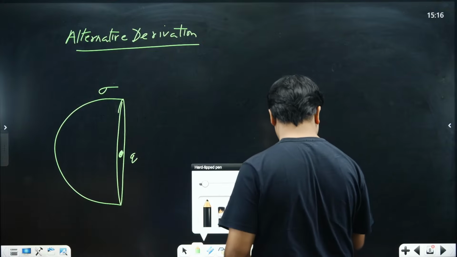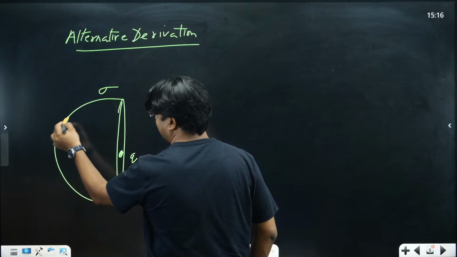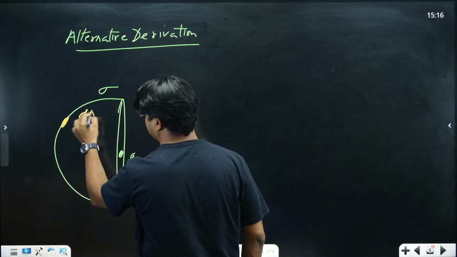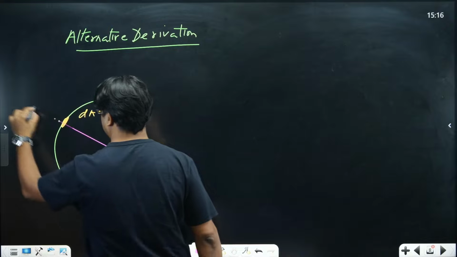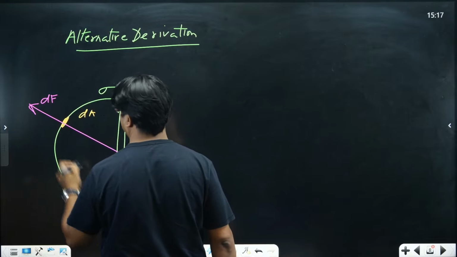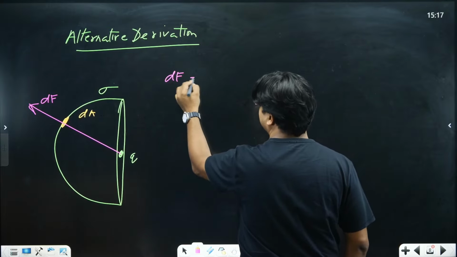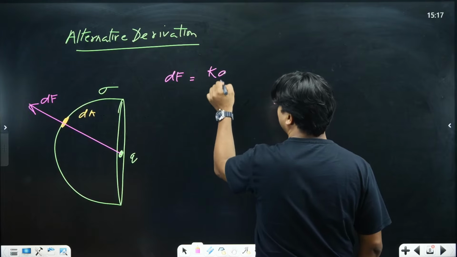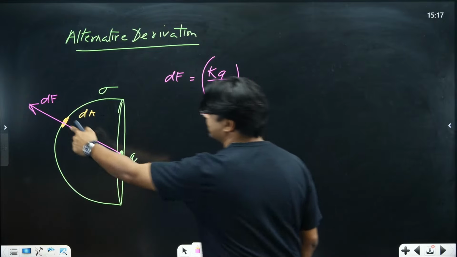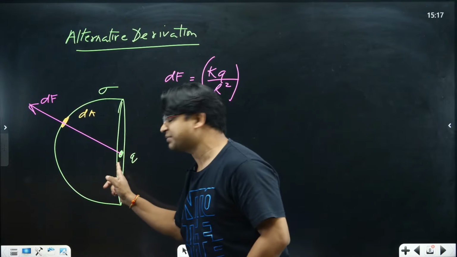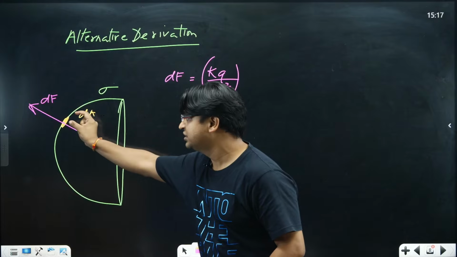So if you consider a small area here, let's say this area is dA, then this q charge will exert a radial force dF. And how are we going to write this dF? This dF will be written as kq by r square, that is electric field at this point due to the charged particle. Remember, we are trying to write the force that this charged particle is exerting on this area.